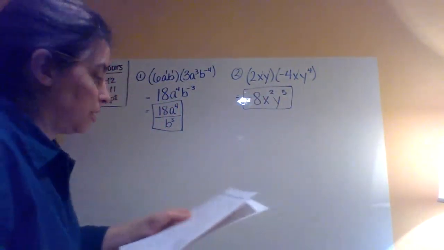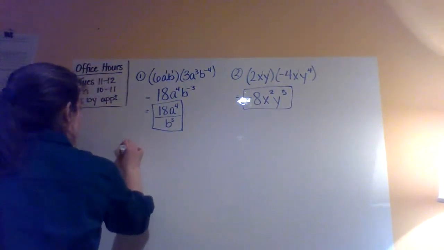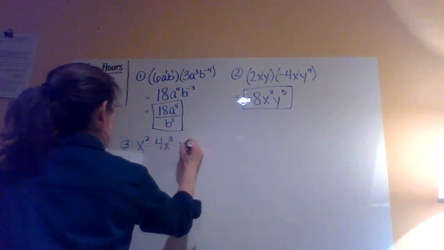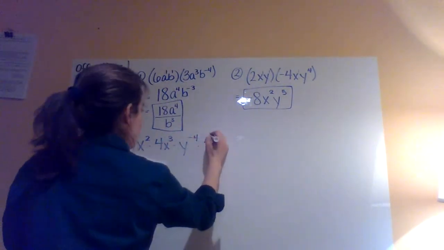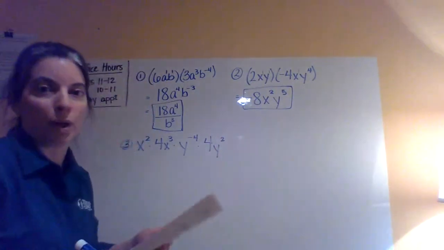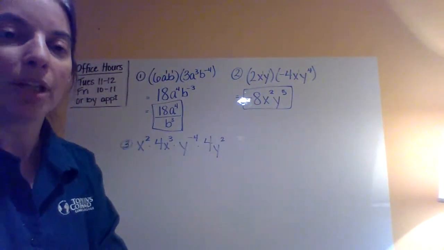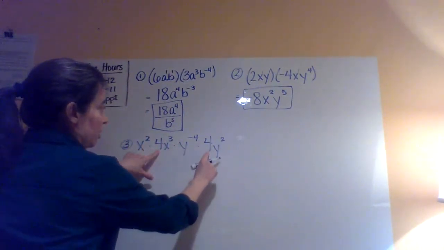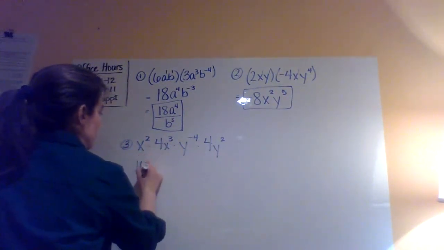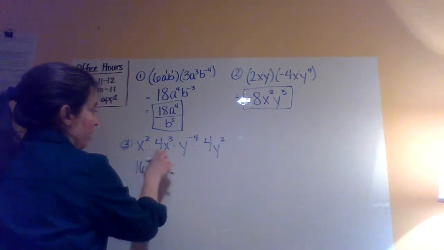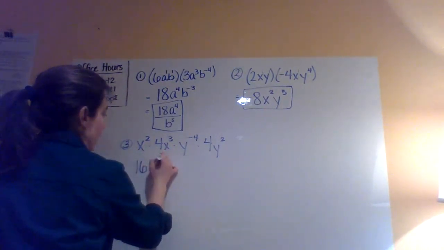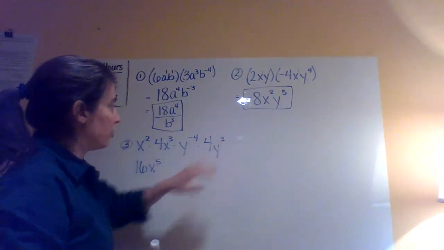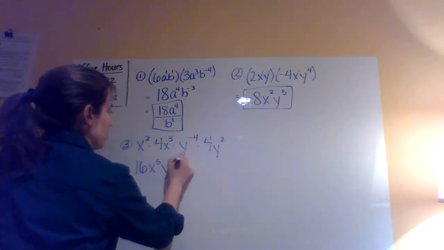Okay. Number 3. X squared times 4x to the 3rd times y to the negative 4th times 4y squared. So I'm going to use the product rule for all this, right? It's just all being multiplied. So 4 times 4 will give me 16. X squared times x to the 3rd, I'm going to add those exponents. Y, negative 4 plus 2 is negative 2.